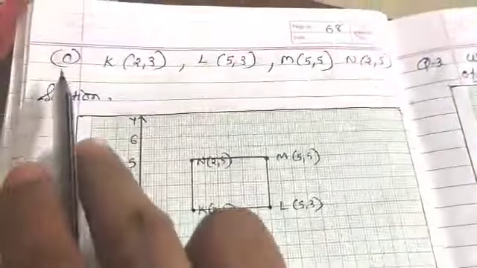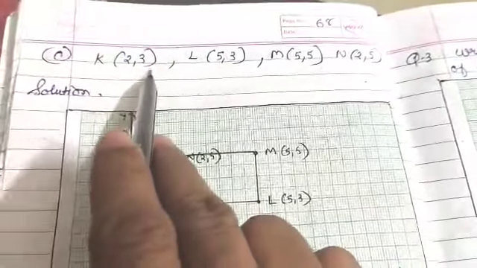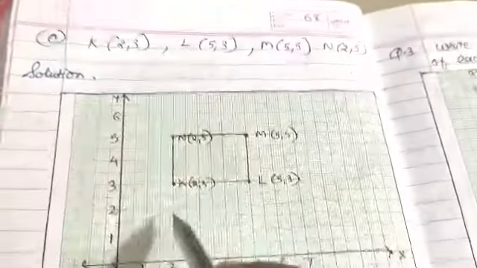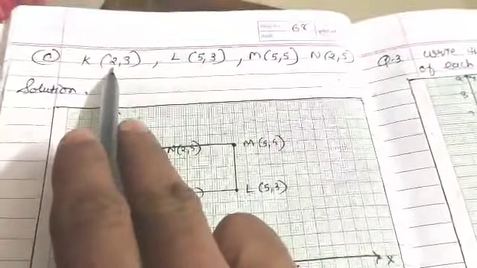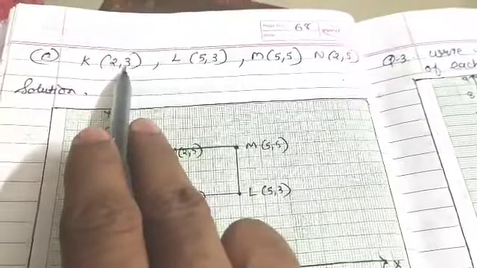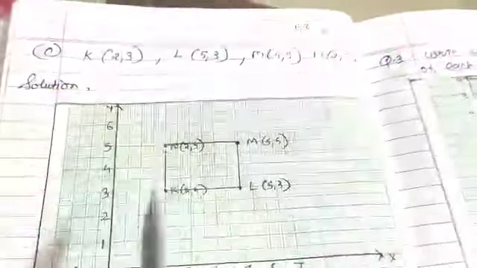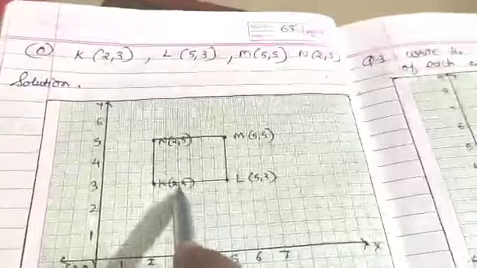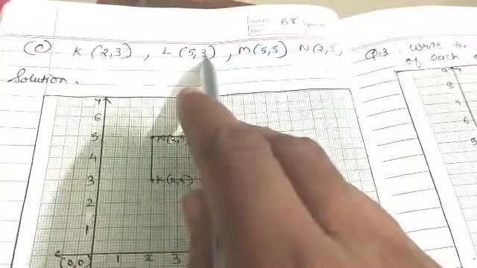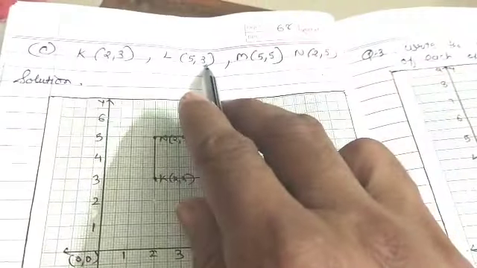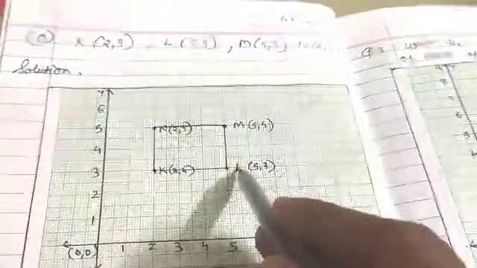Now see the next question, value of K is (2, 3). So draw first x-axis and y-axis. Now the value of K, that is x-axis is 2, this is the value of x and this is the value of y, that is (2, 3). So on x-axis 2 and y-axis 3, both points will meet over here. So write down K (2, 3). The value of L, that is (5, 3). X coordinate is 5 and y coordinate is 3. Both points will meet over here.